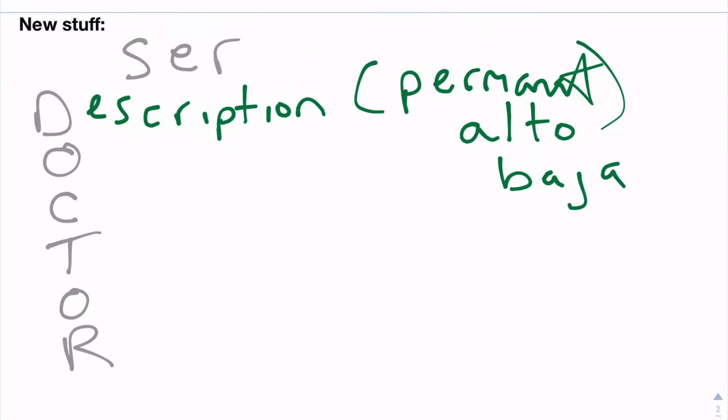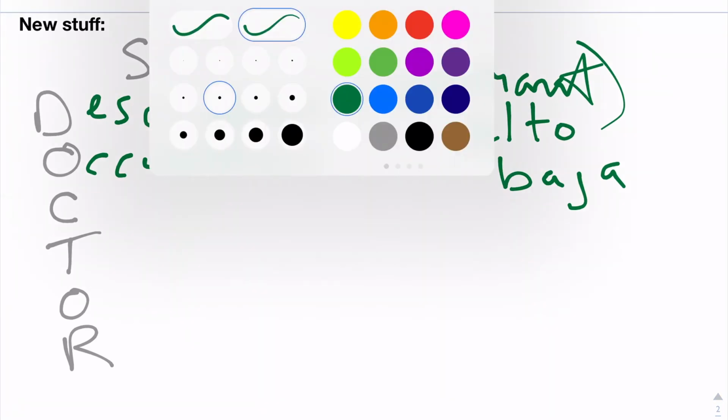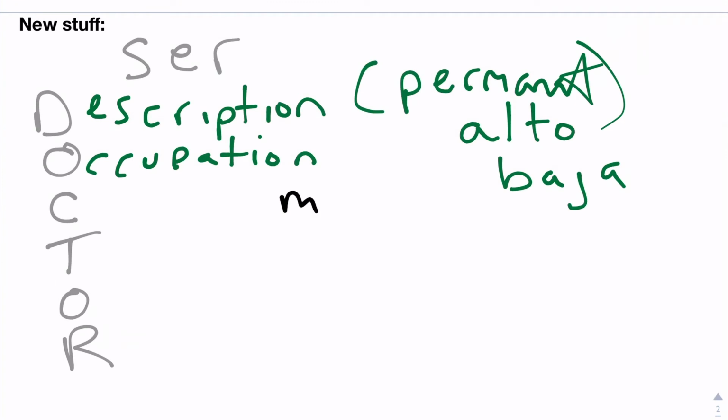The next thing we would use ser for is an occupation. Okay, for me, that would be maestro. If you are a teacher, if you are a policeman, you would use ser. Maybe they are teachers, you'd use ellos son maestros. C stands for characteristic.